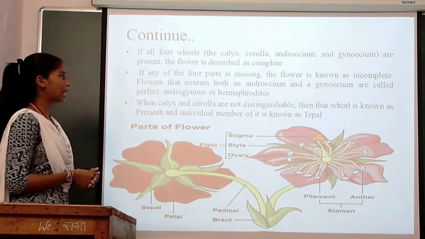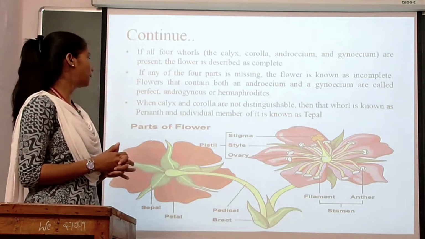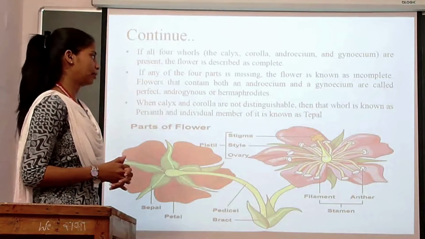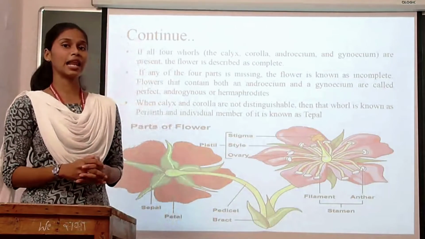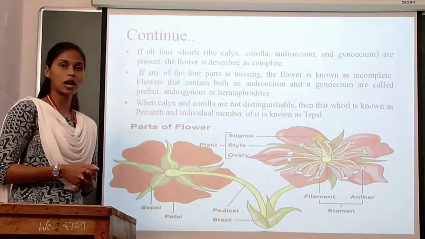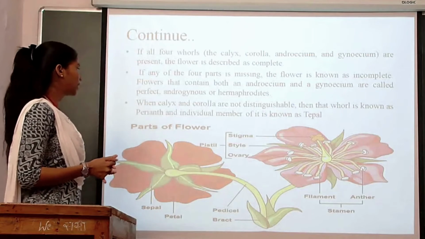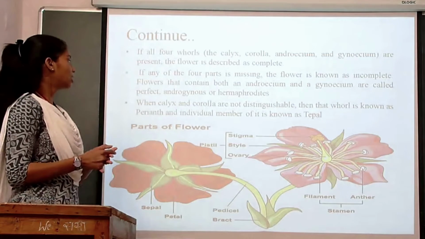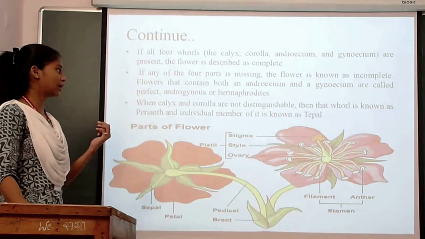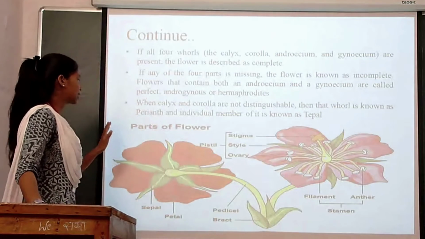When calyx and corolla are not distinguishable, then that whorl is known as perianth, and an individual member of that perianth is known as tepal. The individual part of the calyx is known as sepal. The individual part of the corolla is known as petal. And when calyx and corolla are undifferentiated, that whorl is known as perianth, and its individual member is known as tepal. See, these are the parts of a flower.